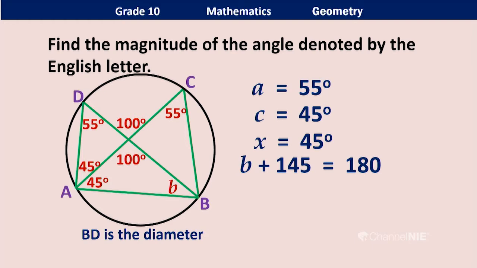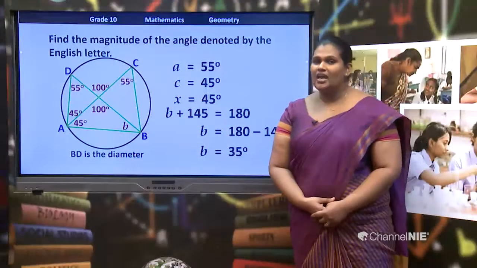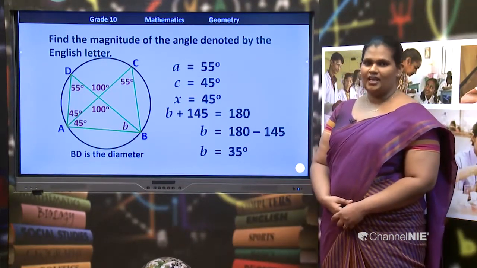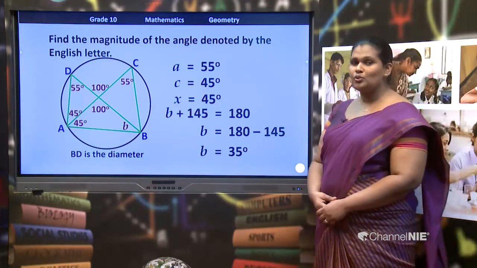So, I can get 45 plus 100 plus B equals 180 degrees. That means B plus 145 equals 180 degrees. I want to get the value of B, therefore, I need to have B alone on one side. Therefore, I am subtracting 145 from both sides. So, I can get the value of B as 35 degrees. Right. Now, we have got the values of A, B, C and X. Right. We will move on to another question.